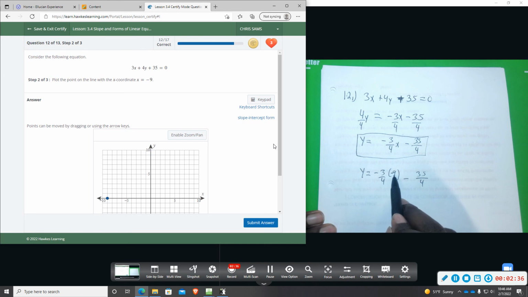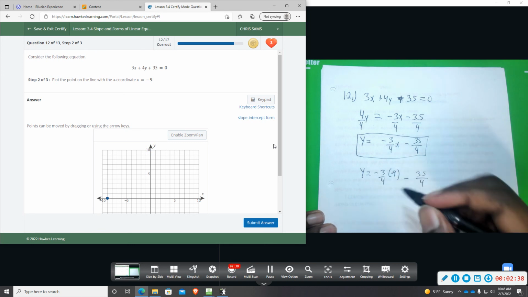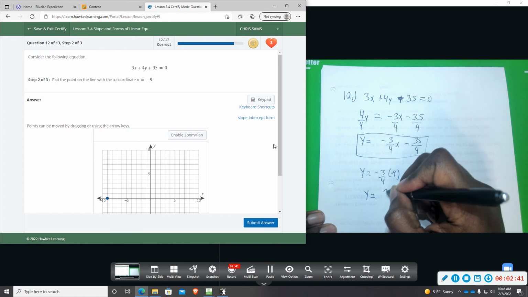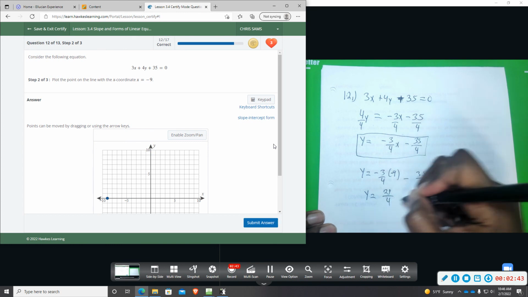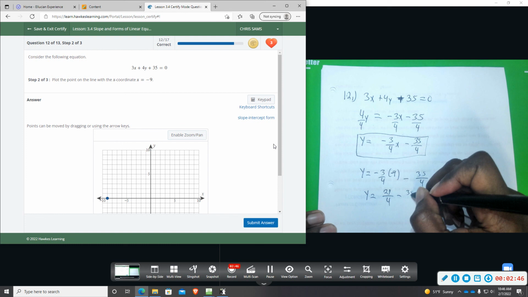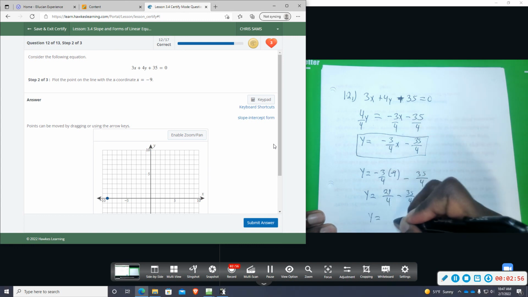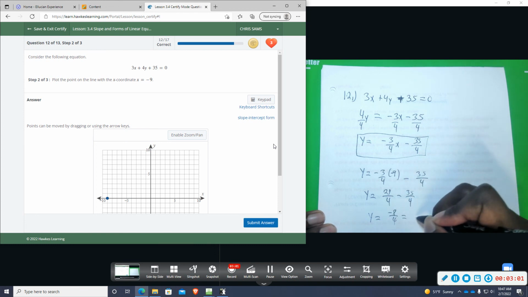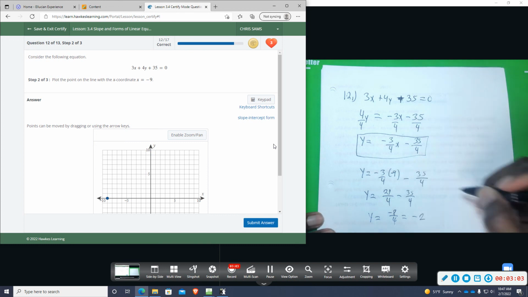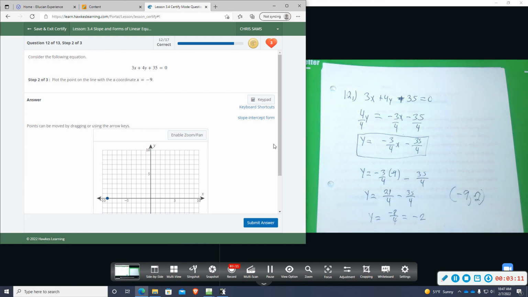Okay, so negative 9 times negative 3 is a positive 27. Both of these have the same denominator, so we can do the math on top. And that's going to give us a negative 8. Negative 8 over 4, and when we reduce, we get a negative 2. So we get negative 9 for x, and the y value comes out to be negative 2. So that's the ordered pair we want to use.